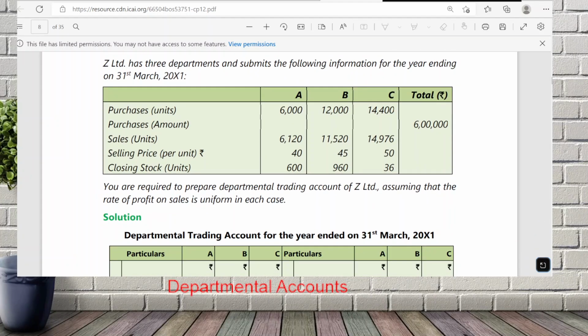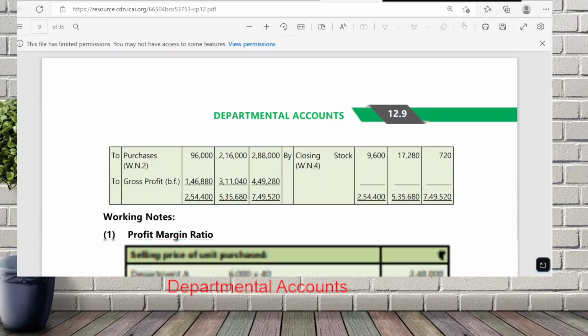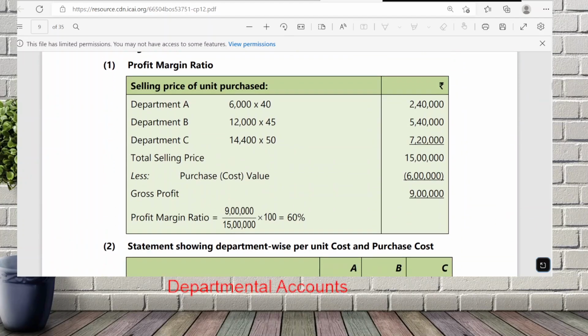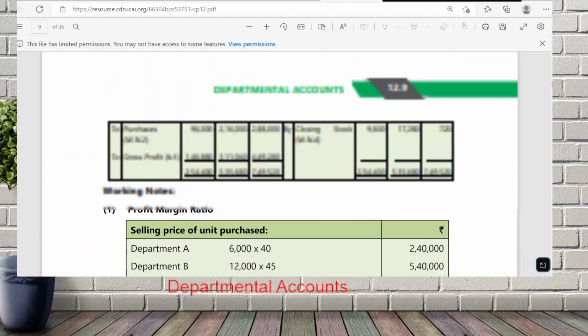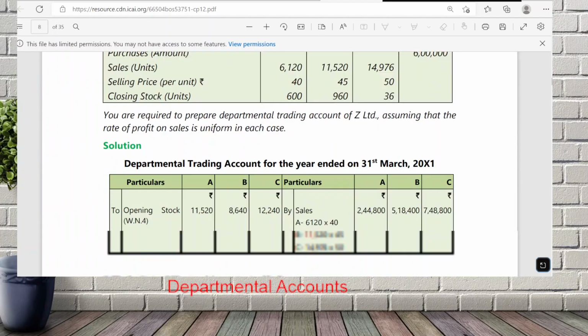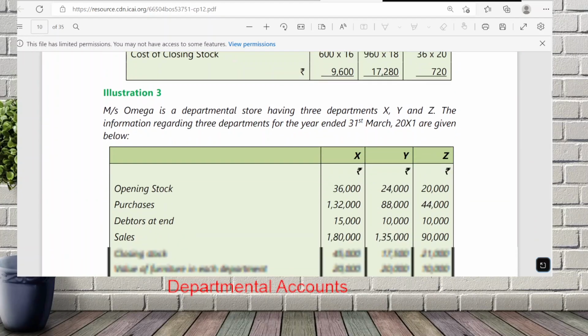You are required to prepare what? Departmental trading account, assuming that rate of profit on sales is uniform. We have done it earlier on the 20%, same like that. It will be 20% profit margin. You can try this at home. Today itself we can take it and try. Question number 2, same model, only numbers are different. You can try.